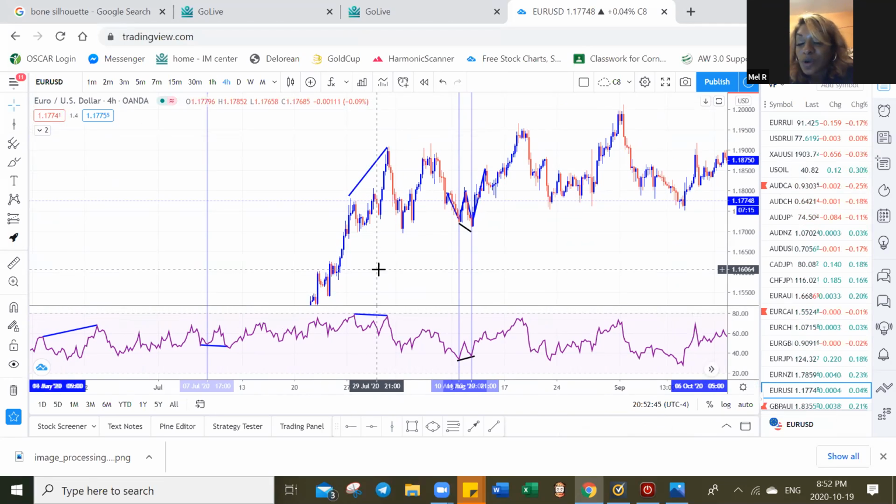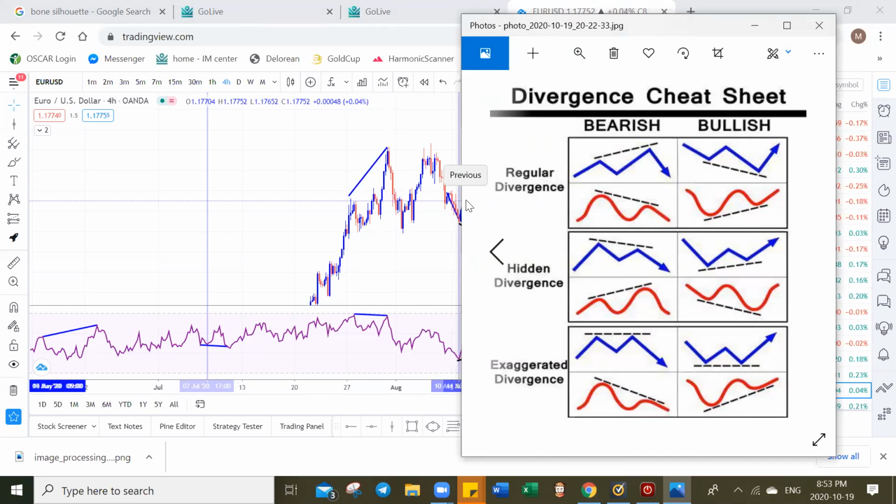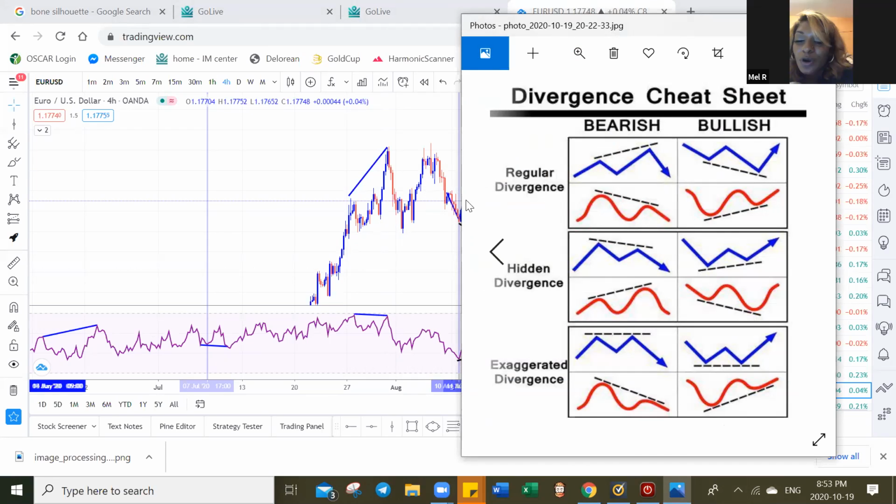Wait till you see something so obvious that if you pull up your cheat sheet, you're going to see that exact pattern. If you guys are good at understanding the different kinds of divergence, let me know. If you'd like me to go over anything before we move on to the next part, let me know right now. Anything you want me to go over one more time, or are we good to move on to the saucier part?